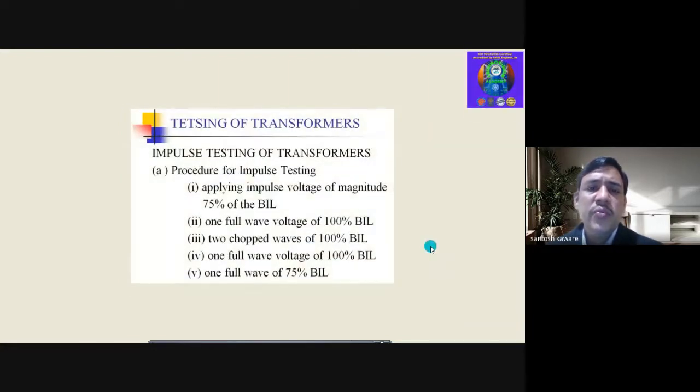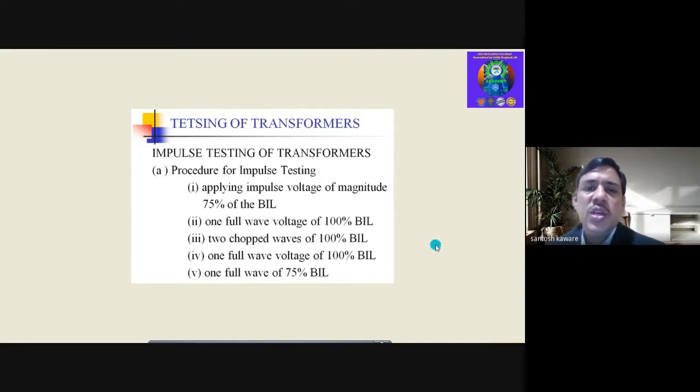Then we will have impulse testing of the transformer. What is meant by impulse? Actually, we know that lightning is an example of an impulse, because impulse means whatever quantity is applied on that equipment at the zero moment, t equal to zero. Then that quantity is known as an impulse quantity. It may be current or voltage. So whenever lightning comes, it is instantaneous, meaning t equal to zero, it comes like an impulse.